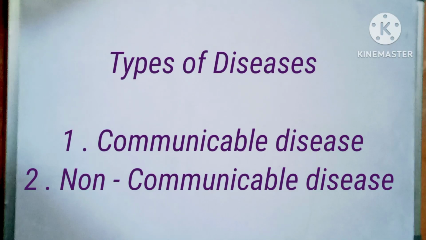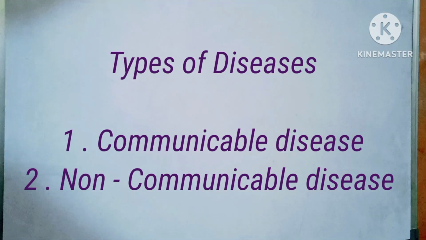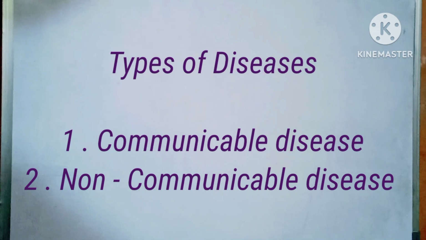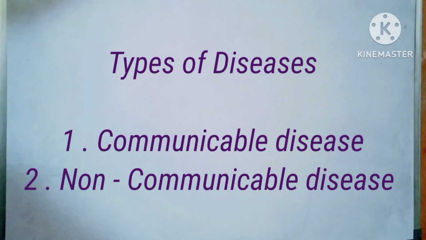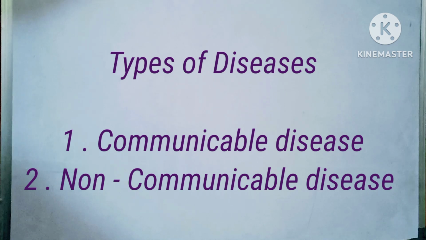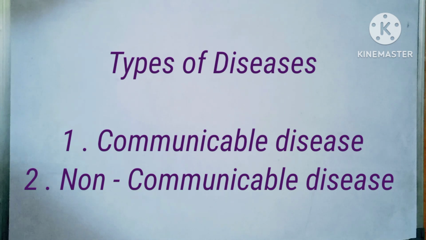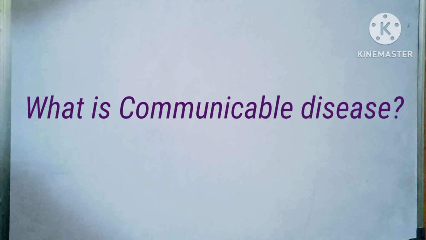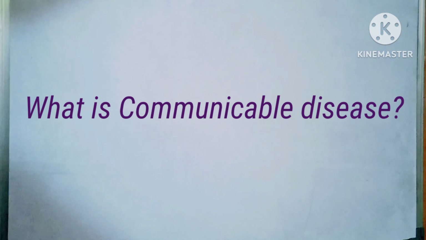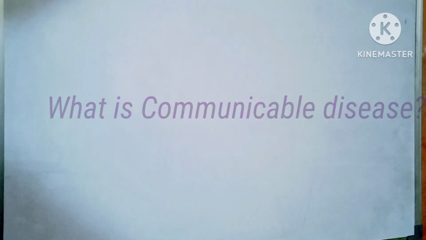Here are the types of diseases. There are two types of diseases. First is communicable disease and second is non-communicable disease. Let us study one by one. What is a communicable disease? Diseases that spread from one person to another are known as communicable diseases. These diseases are caused by very tiny organisms called germs.